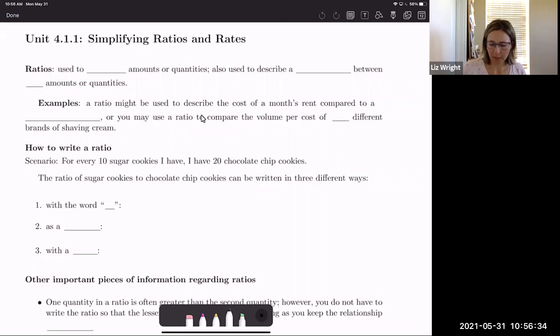So first, we're going to start with our definition of a ratio. A ratio is used to compare amounts or quantities. It's also used to describe a relationship between two amounts or quantities. So for example, a ratio might be used to describe the cost of a month's rent compared to a monthly income.